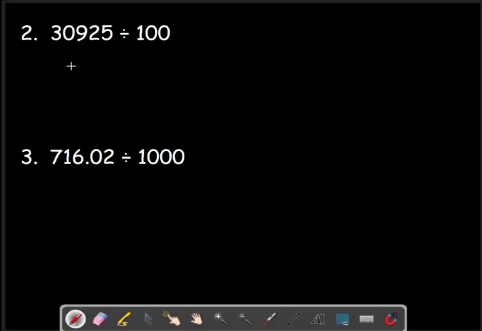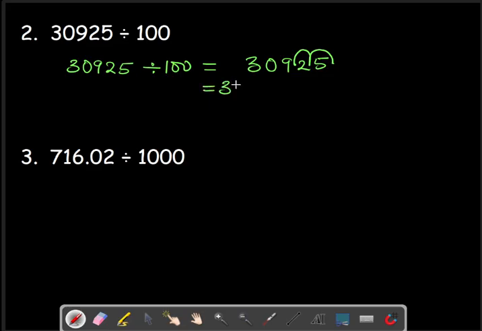Okay, let's see number 2: 30925 divided by 100. There are 2 zeros. Our point is here, so we shift 2 places: 1, 2. Our answer will be 309.25.